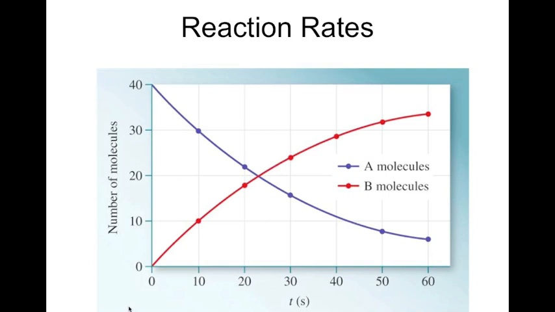If we were to graph this, the conversion of A to B, as the number of molecules or the change in concentration versus time, we would see that the molecules or concentration of A will decrease over time, whereas the molecules or the concentration of B will increase over time.